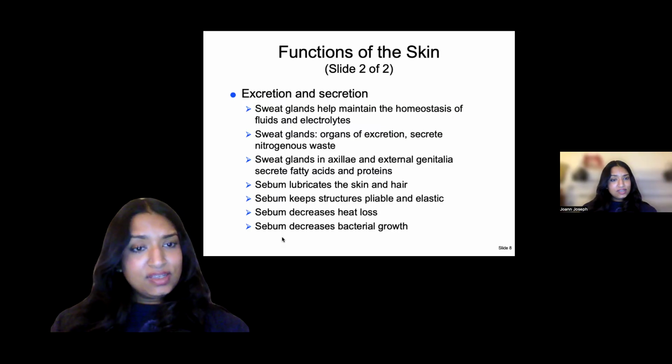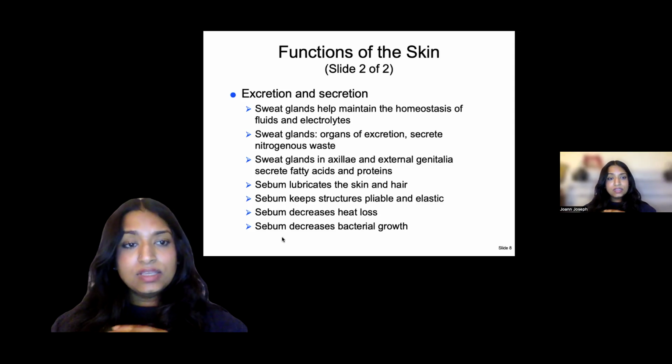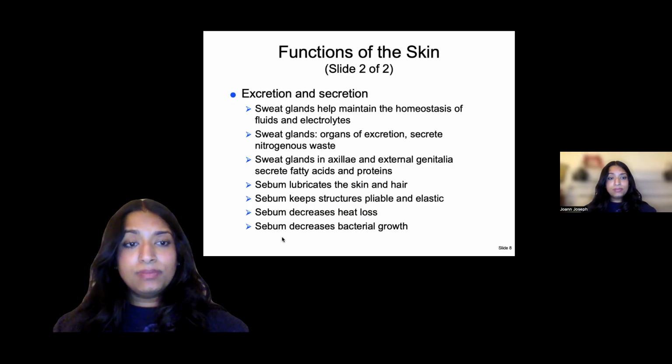External genitalia secrete fatty acids and proteins. So sebum lubricates the skin and hair. Sebum keeps structures pliable and elastic. Sebum decreases heat loss, and sebum decreases bacterial growth.